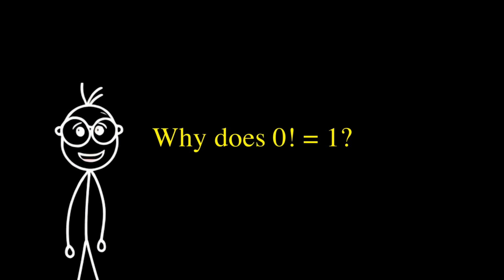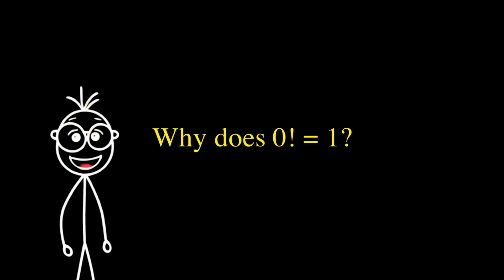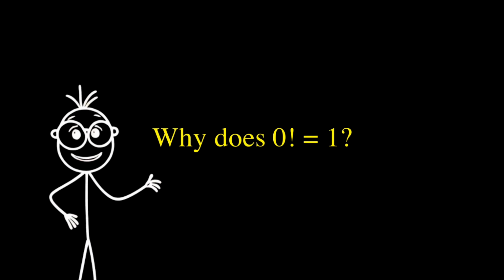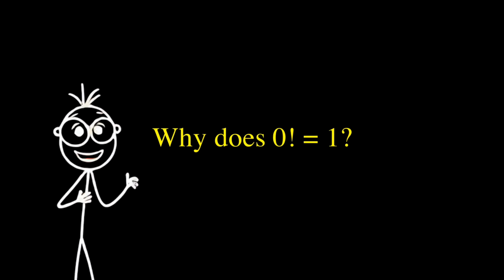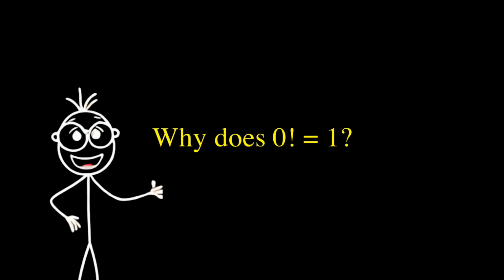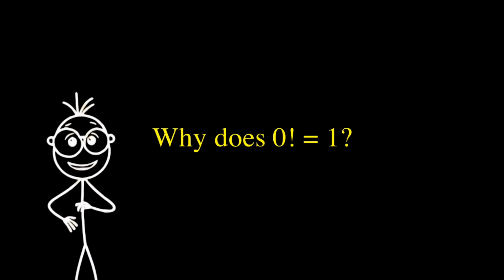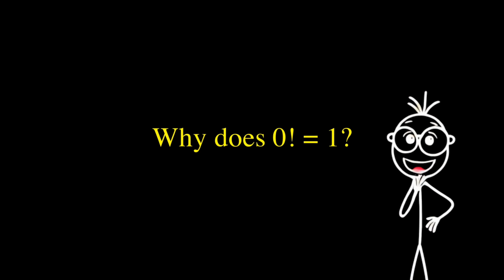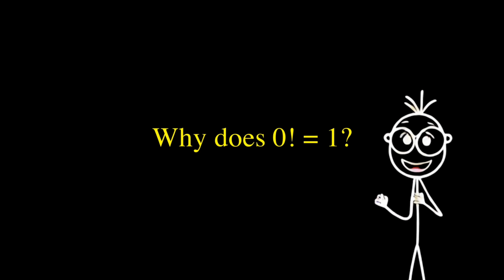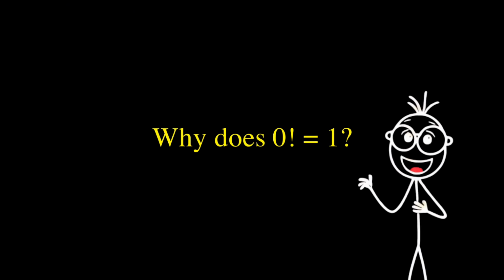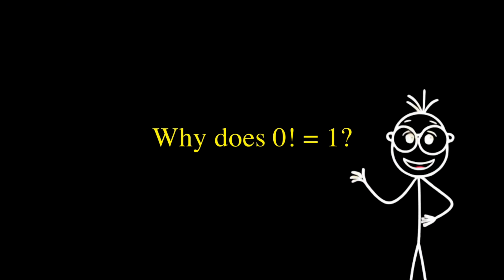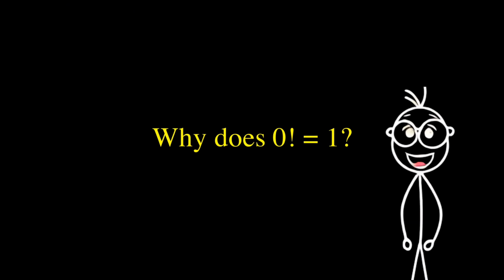Have you ever wondered why 0 factorial equals 1? It seems counterintuitive at first, like multiplying nothing should give 0 or something undefined. But in math, this definition isn't arbitrary. It's elegant and necessary for consistency. Let me explain step by step why 0 factorial equals 1 using simple logic and examples.